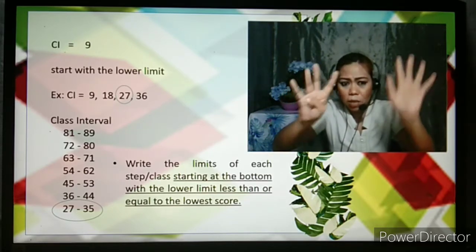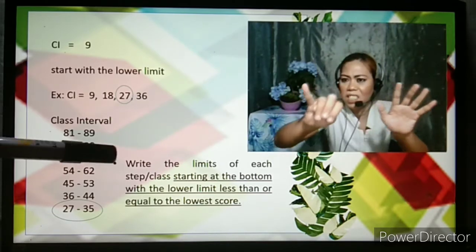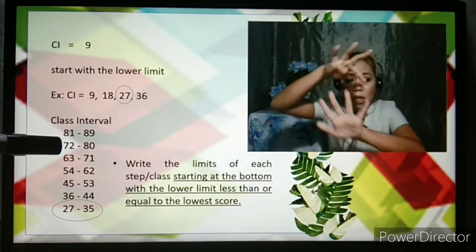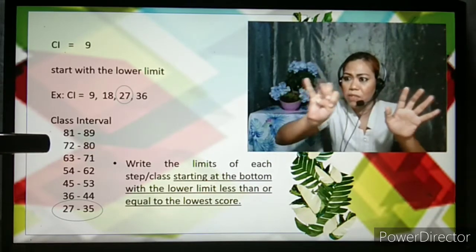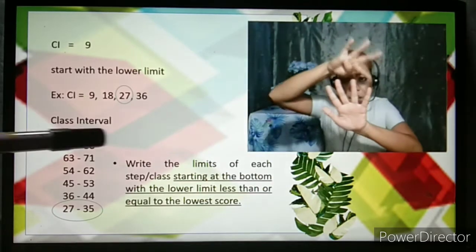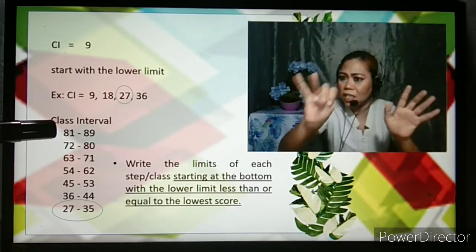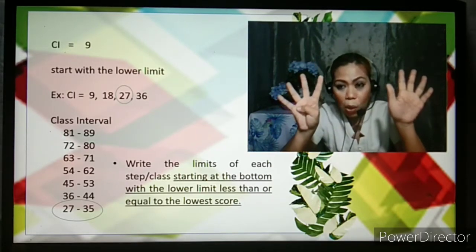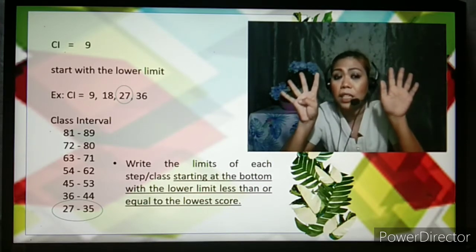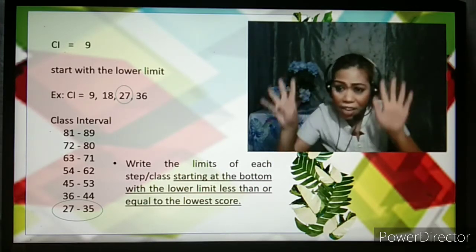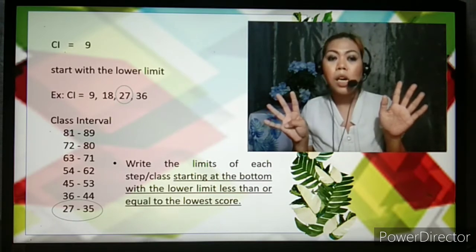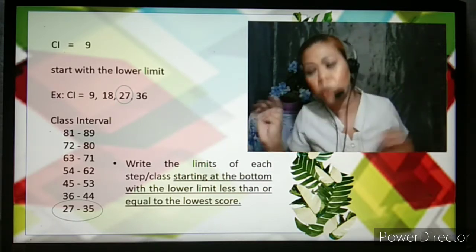We're done with 62. It's 63, 64, 65, 66, 67, 68, 69, 70, 71. We're done with the 71. Let's start with the 72. 72, 73, 74, 75, 76, 77, 78, 79, 80. We're done with the 80, so let's start with 81. 81, 82, 83, 84, 85, 86, 87, 88, 89. So our interval is complete. Since the highest score is 82, there's no need to proceed to a higher number; we just stop at the last interval, 81 to 89.